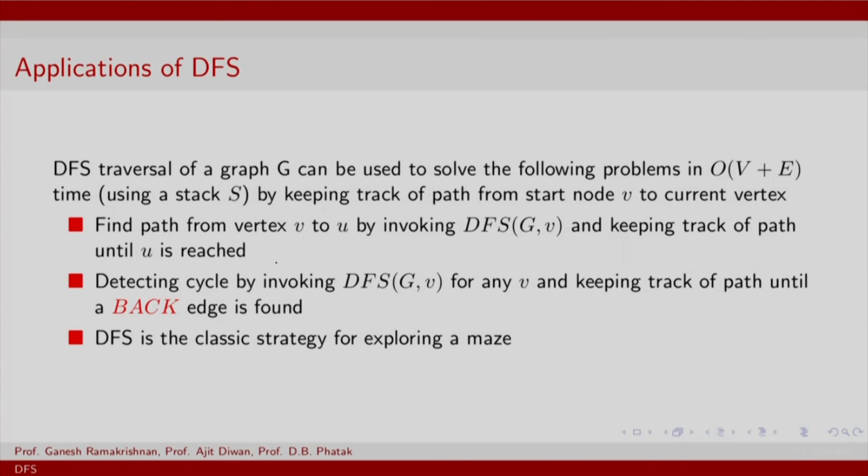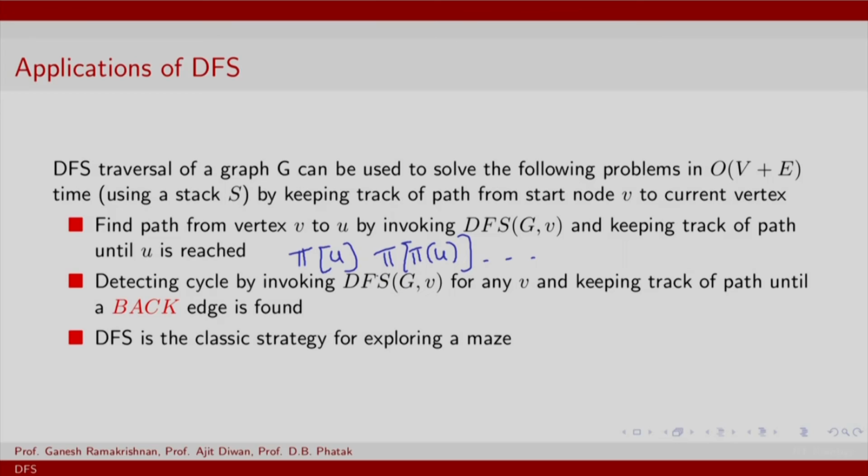Applications: making use of all the bookkeeping and the implementation using a stack that we discussed, you could solve certain problems in order of V plus E complexity, and these happen to be problems that are more natural with DFS than with BFS. So of course you could find the path from vertex V to U by invoking DFS GV. This you could keep track of by looking at pi of U and then pi of pi of U and so on. Look at all the parents and thereafter all the ancestors.